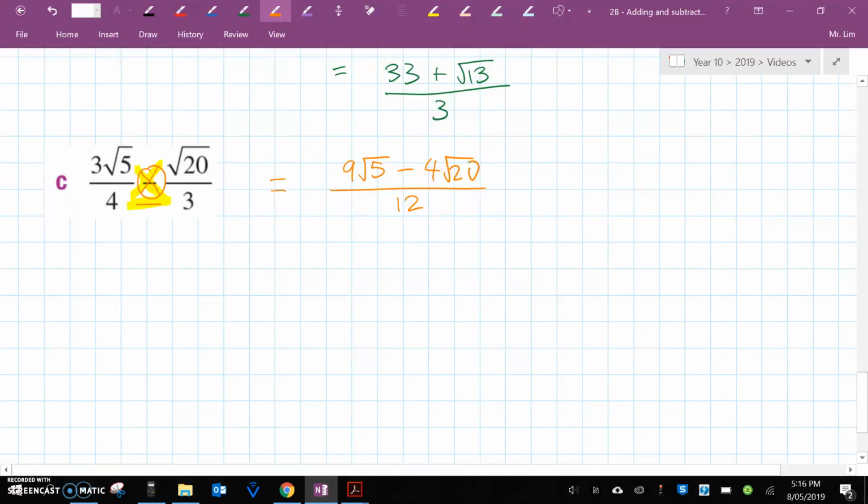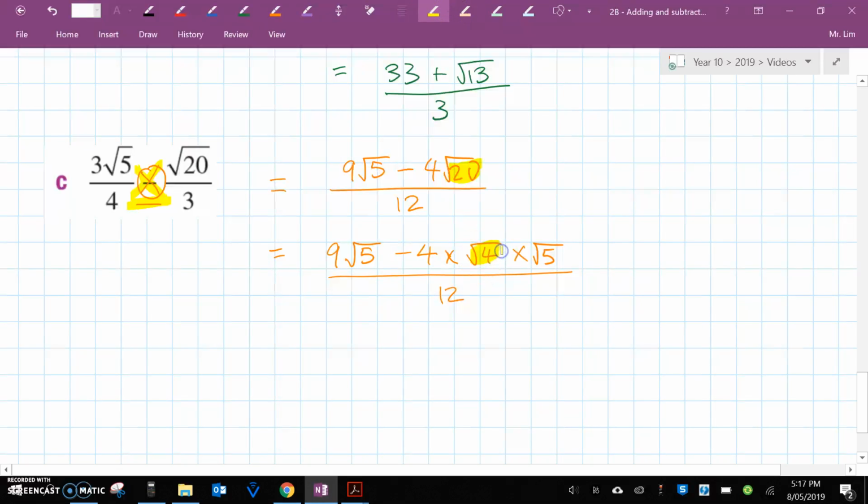Now, we don't see any like terms. But this root 20 here, can we split that up? Is there a factor of 20 that is a square number? Yes, there is. That square number is 4. So we've got 9 root 5 minus 4 times, we can split root 20 into root 4 times root 5. 4 times 5 is 20, therefore root 4 times root 5 is root 20. All over 12.